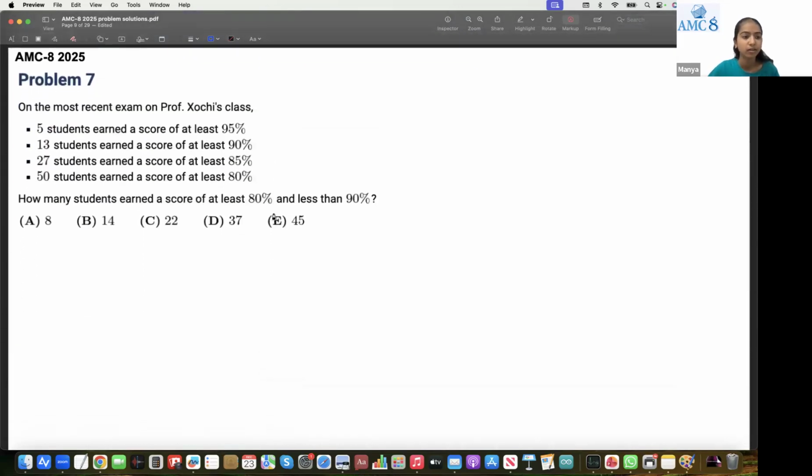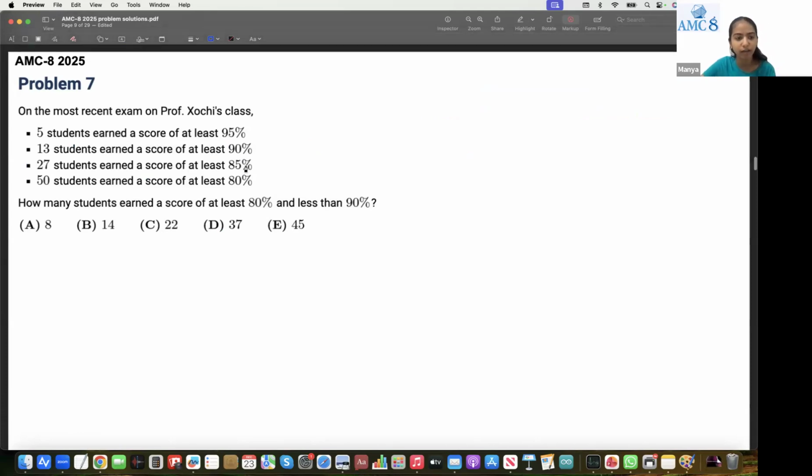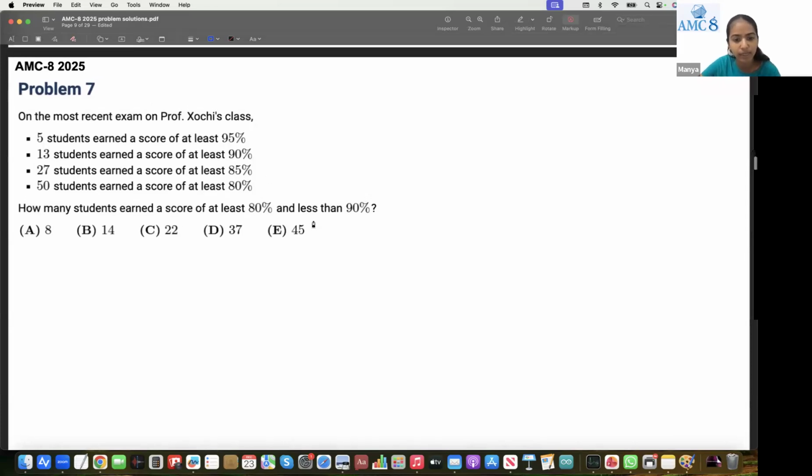Problem number 7. On the most recent exam in the professor's class, 5 students earned a score of at least 95%. 13 students earned a score of at least 90%, 27 students earned a score of at least 85%, and 50 students earned a score of at least 80%. How many students earned a score of at least 80% and less than 90%?